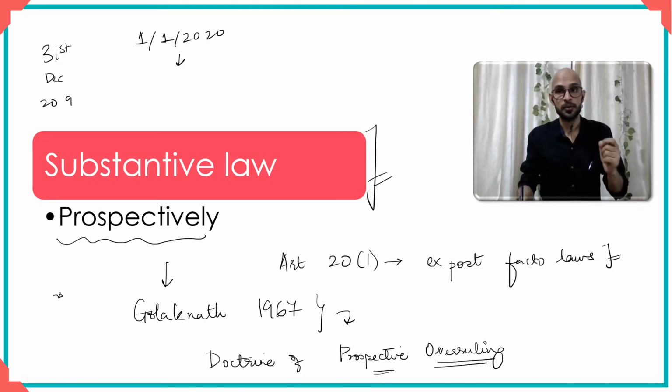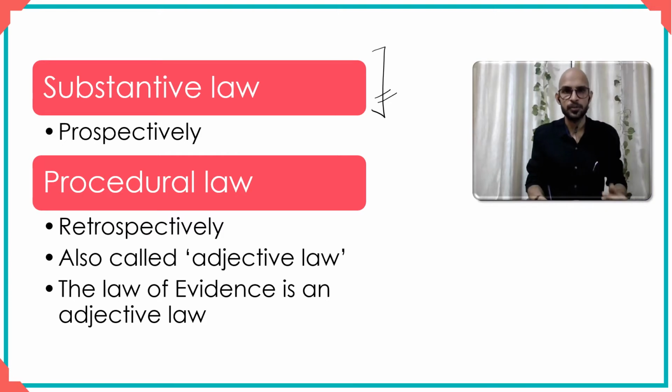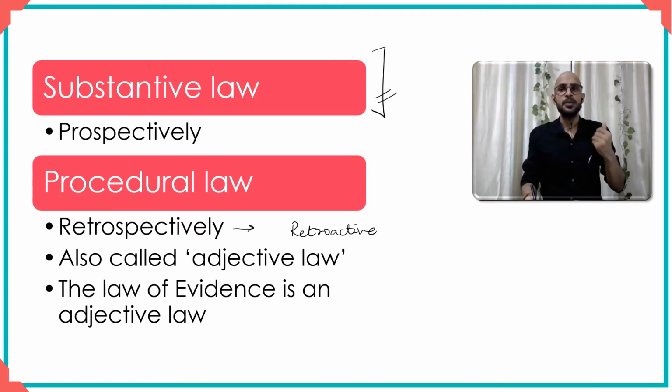This is why it is important. This is significant because substantive laws operate prospectively, but procedural laws can also operate retrospectively. Now, another way of referring to retrospective operation is to call it retroactive. It's one and the same, whether you say retrospective or retroactive, it's the same thing. Now, what is the meaning of this? It means that, let us say there's a certain document, let's say a contract, executed on, let's say, the 31st of December 2019.